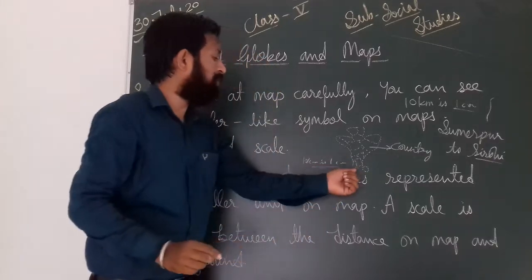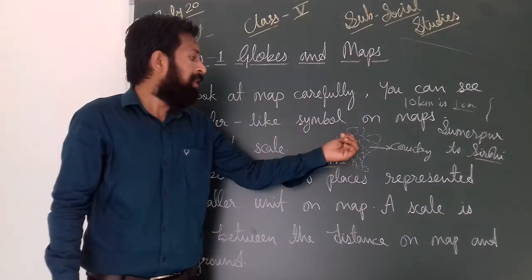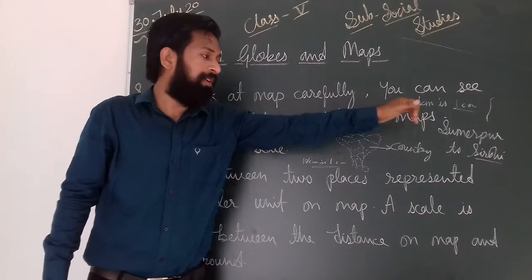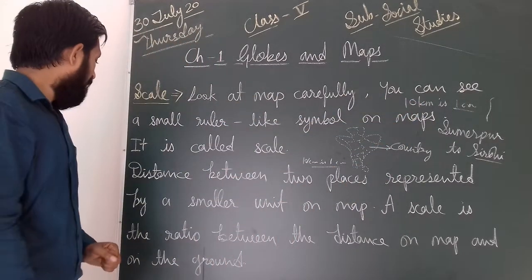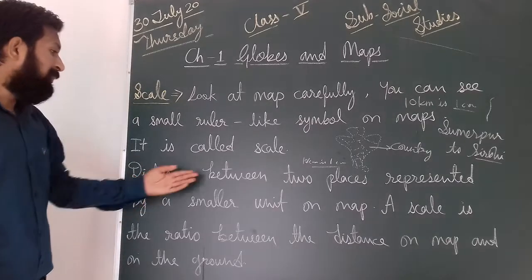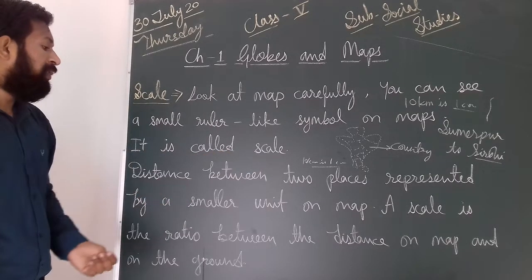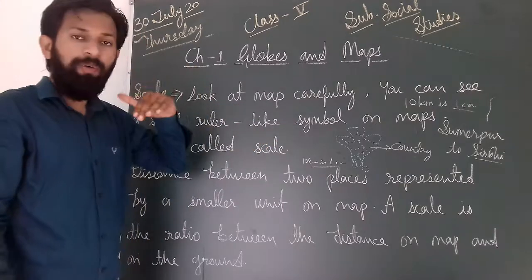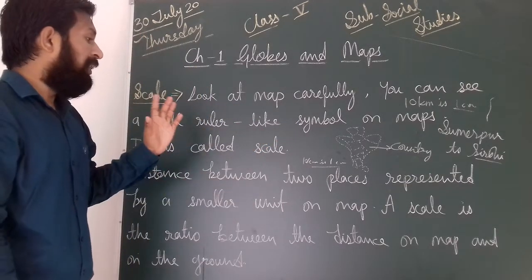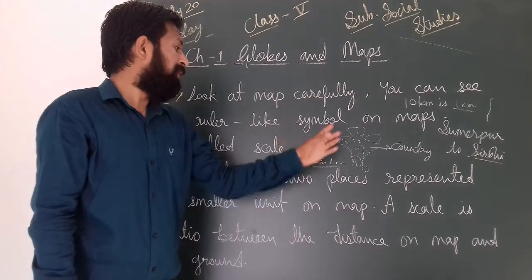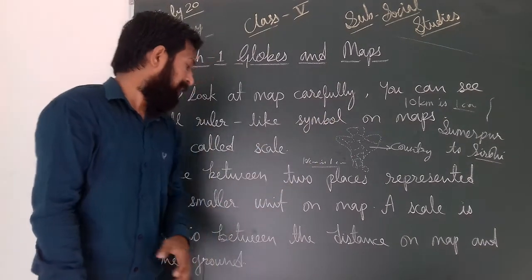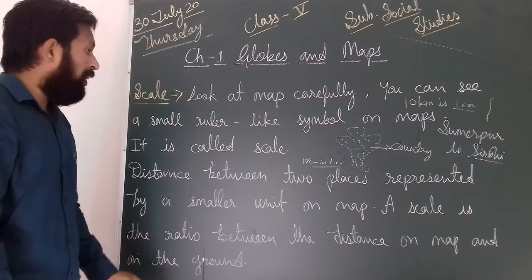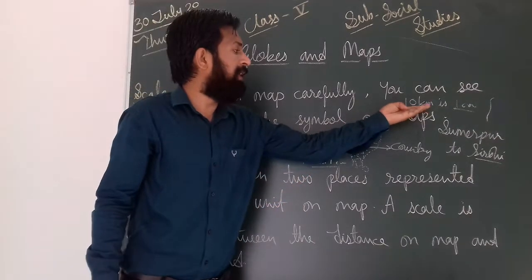Then you can easily understand that if a 1 centimeter line is drawn here, its distance is 10 km. That is about scale: the distance between two places is represented by a smaller unit on the map. We use a scale to represent the distance between two places. A scale is the ratio between the distance on the map and on the ground. I already discussed that.